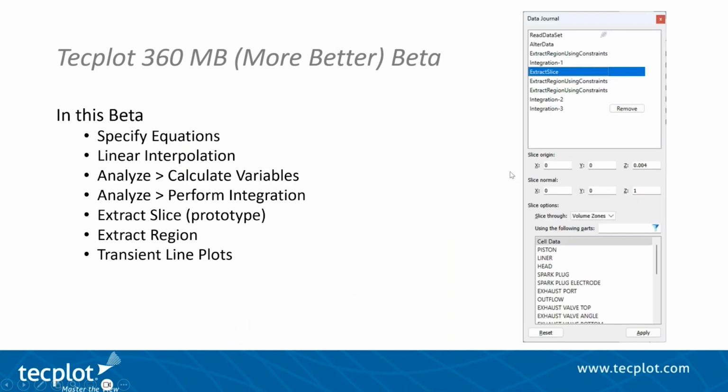So let's talk about what is currently available in the beta that is available for download right now. We have specify equations. So if you go to the data, alter, specify equations and enter an equation, that's available. Linear interpolation, which I demonstrated. Calculate variables. So if you didn't have Mach in your data set already, you go to analyze, calculate. That has been added. Perform integration, which we demonstrated. Extracting slice, extracting a region. This is a new capability that we've added in this beta. And then of course, transient line plots. So those are all in this beta and ported to this new architecture.